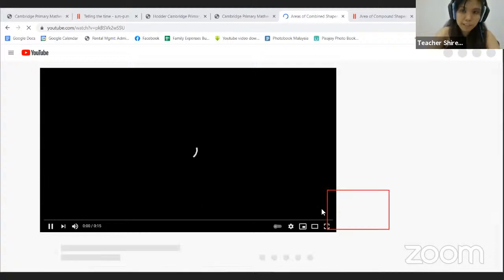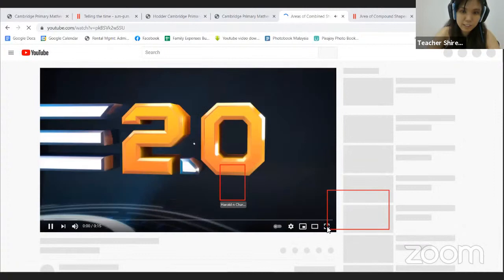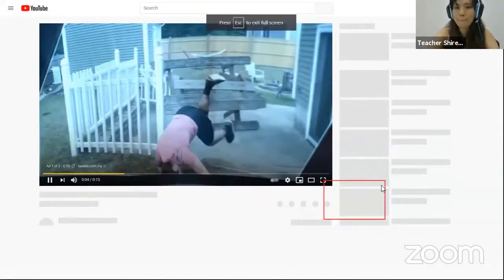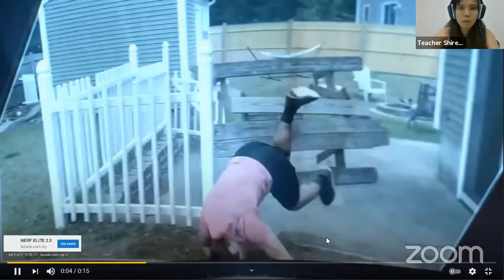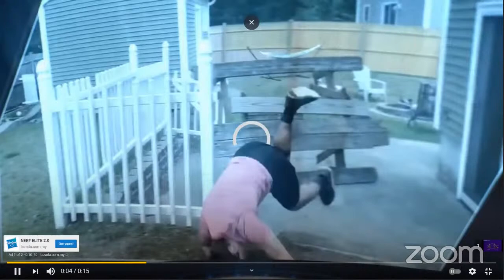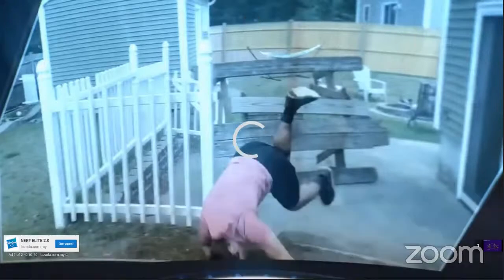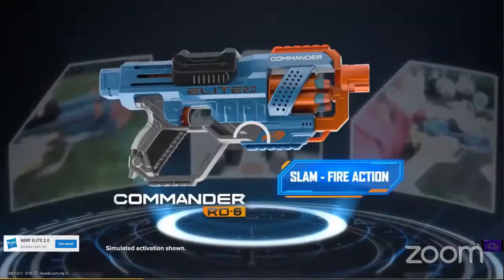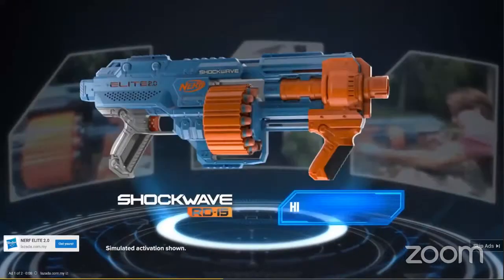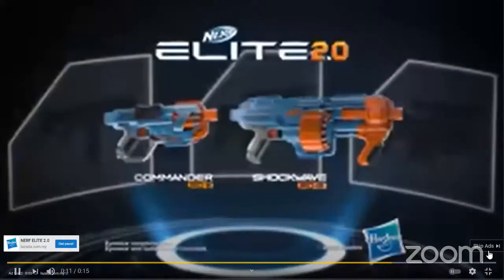Harold here. Nerf! It's the new Nerf Elite 2.0. You'll be ready for any mission. With the Commander Slam Fire action, or the Shockwave's high-capacity rotating drum. The new Nerf Elite 2.0. Each sold separately. Eyewear and batteries not included.